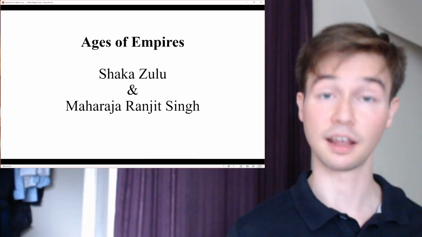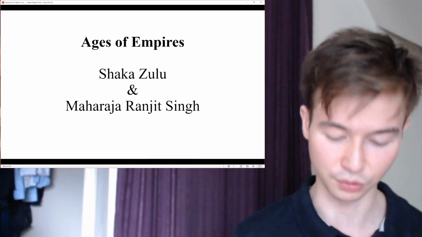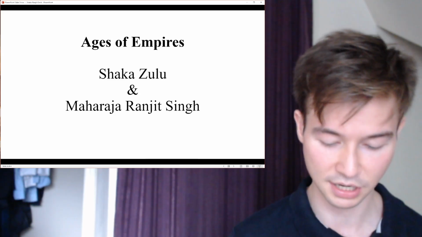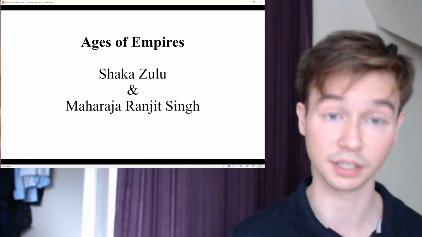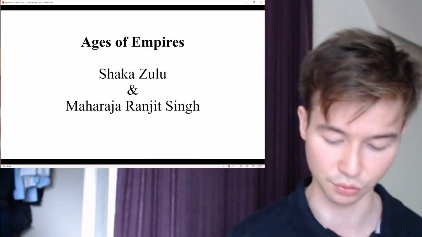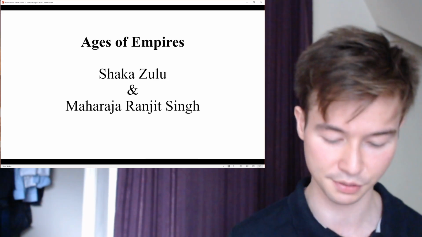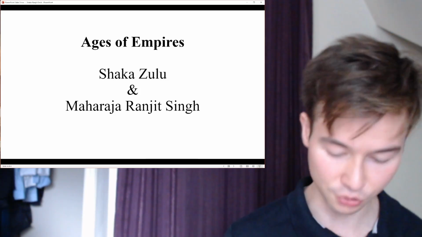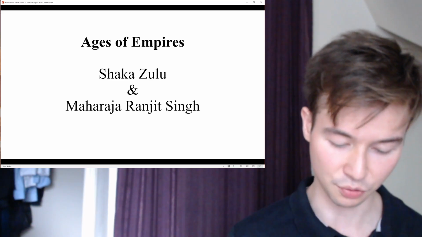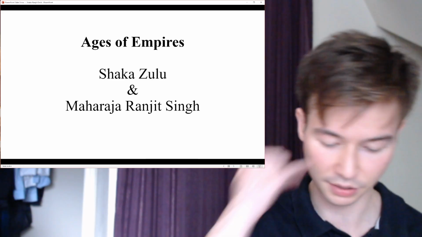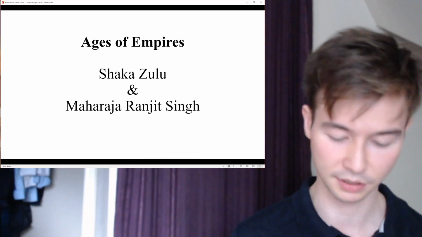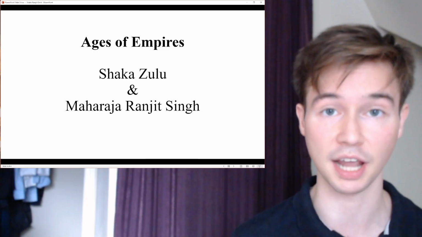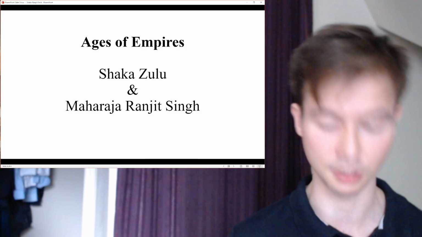As for the end of their reigns and legacy, Shaka Zulu's reign ended with his assassination in 1828 by his half-brothers. His death led to a period of instability and eventually the decline of the Zulu Empire under subsequent rulers. As for Ranjit Singh, his death was in 1839 and also led, 11 years later, to a period of instability. However, the Sikh Empire's decline was more gradual, culminating in the British annexation of Punjab in 1849.